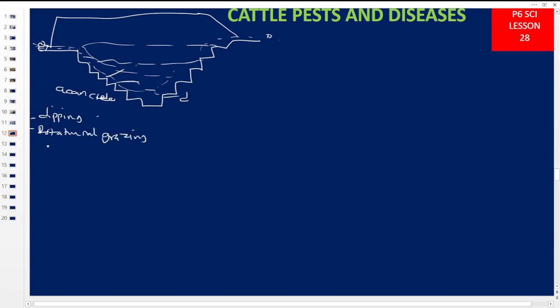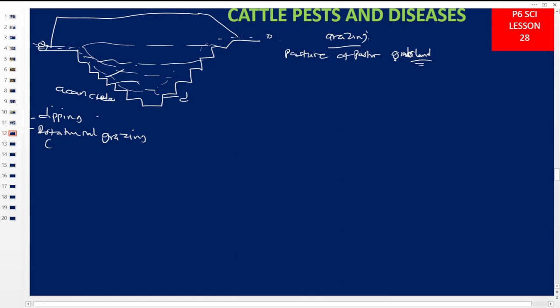Rotational grazing, especially when you go back to this word grazing, we have to understand this word grazing, right? What does it mean? Grazing is the proper use of pasture in the grassland, meaning that you take the animals and they eat that grass. So that is grazing, the proper use of pasture in a grassland by those animals.